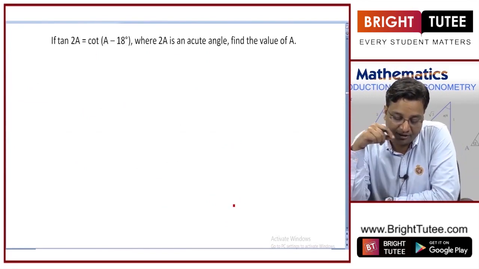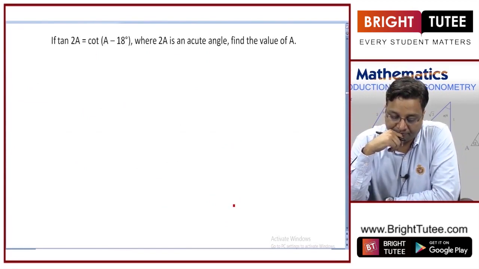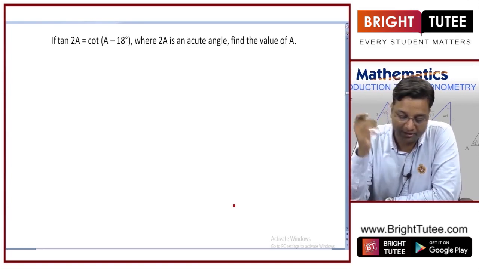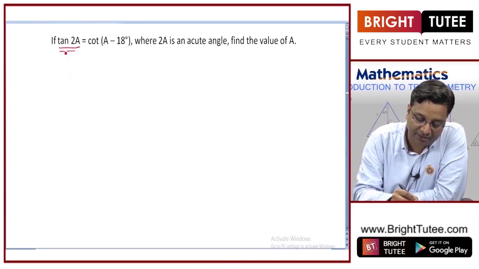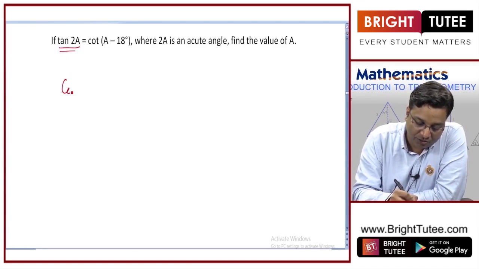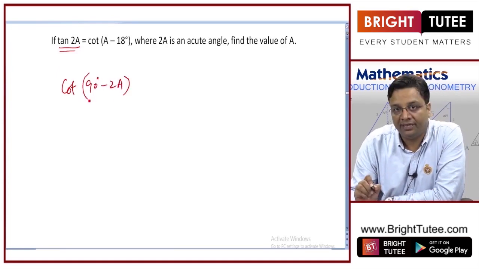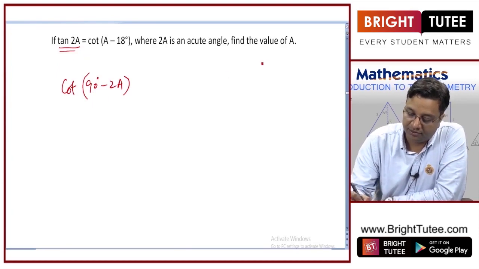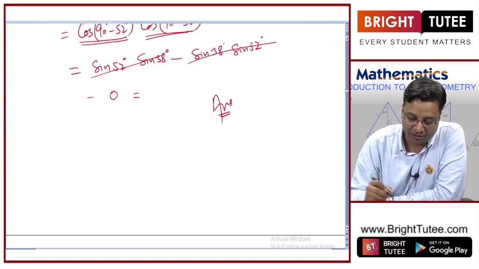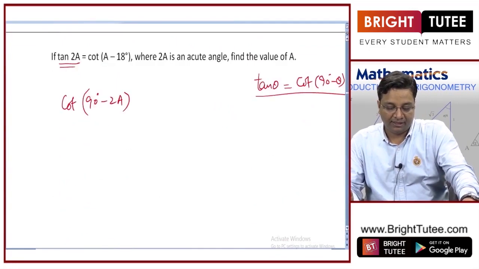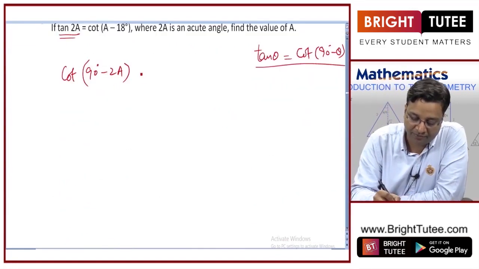If tan 2A is equal to cot(A minus 18°), and 2A is given as an acute angle, let's again use the complementary angles here. Tan 2A can be written as cot(90 minus 2A), because tan theta is nothing but cot(90 minus theta). So tan 2A can be written as cot(90 minus 2A), and the right hand side says cot(A minus 18 degrees).